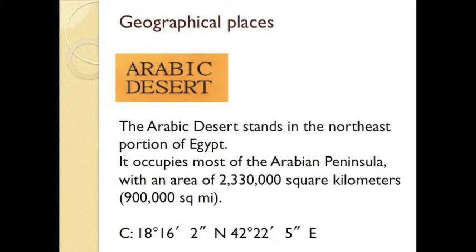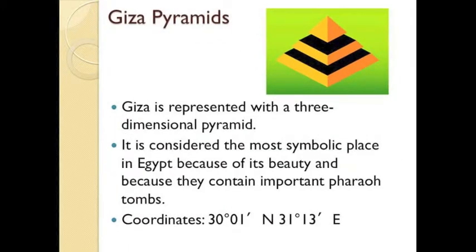Geographical places. Arabic Desert. The Arabic Desert stands in the northeast portion of Egypt. It occupies most of the Arabian Peninsula with an area of 2,330,000 square kilometers. The Giza Pyramids. Giza is represented with a three-dimensional pyramid. It is considered the most symbolic place in Egypt because of its beauty and because they contain important pharaoh tombs.